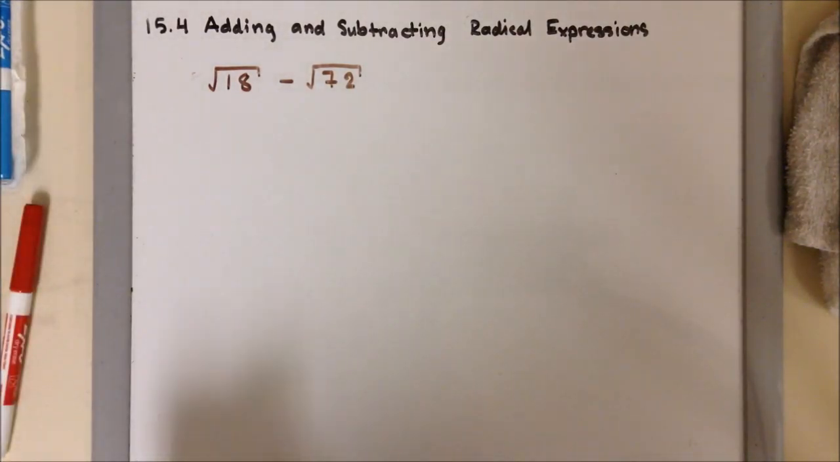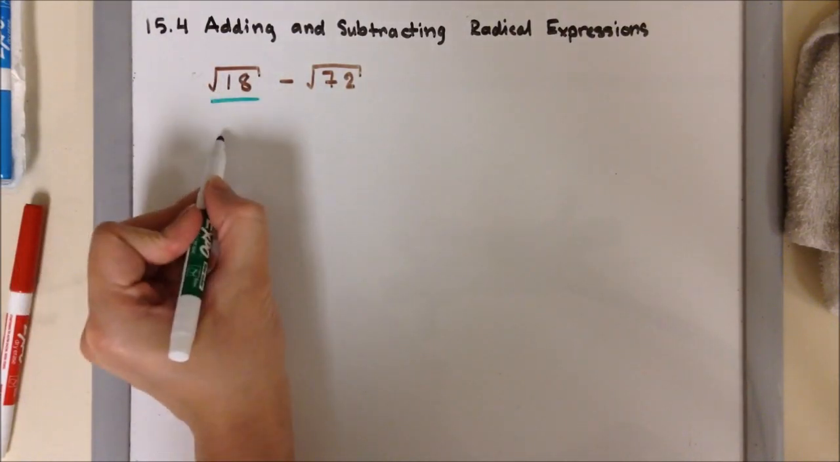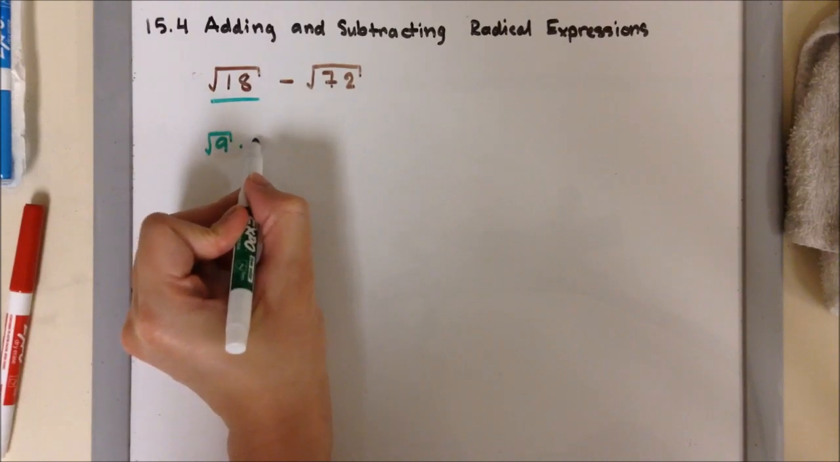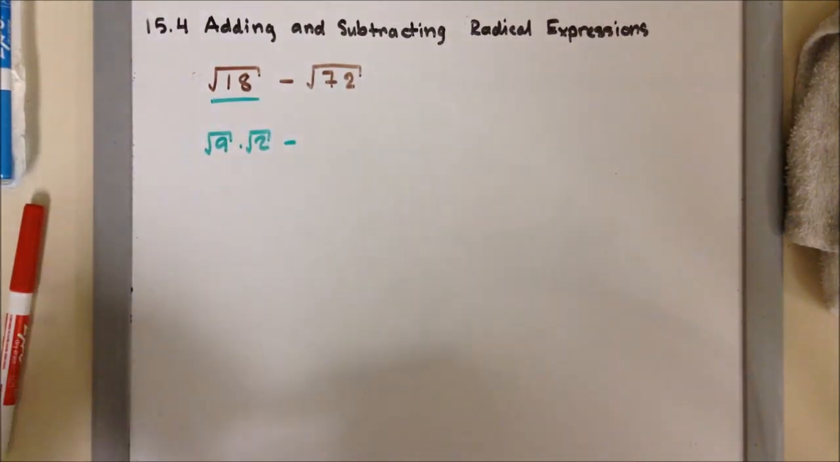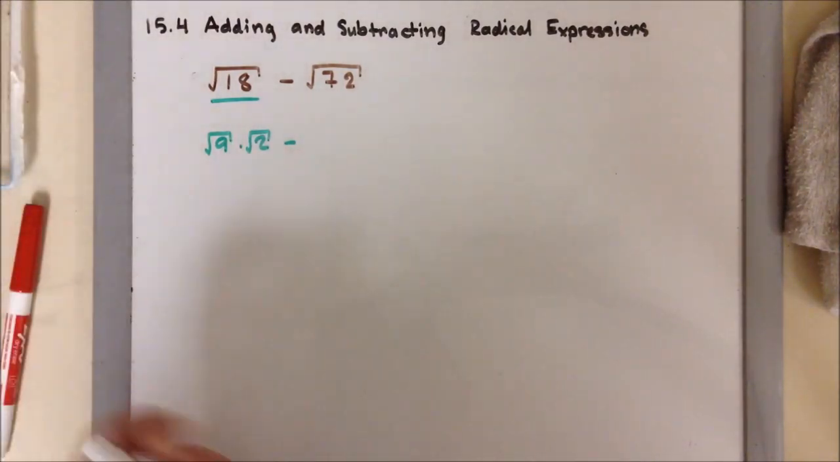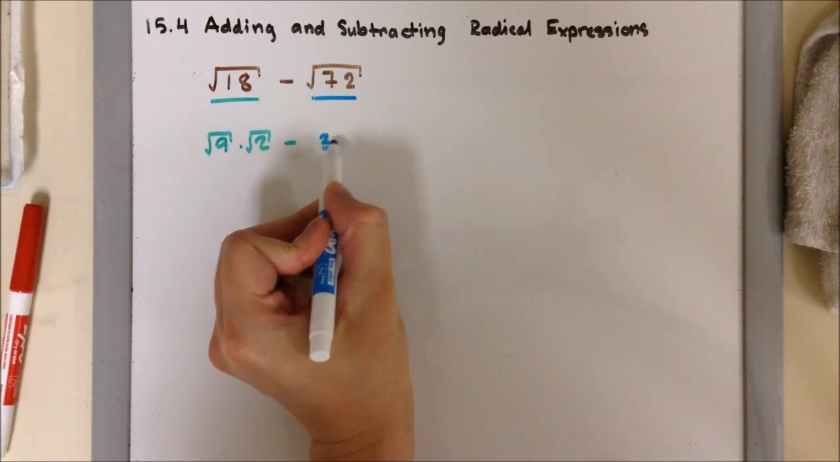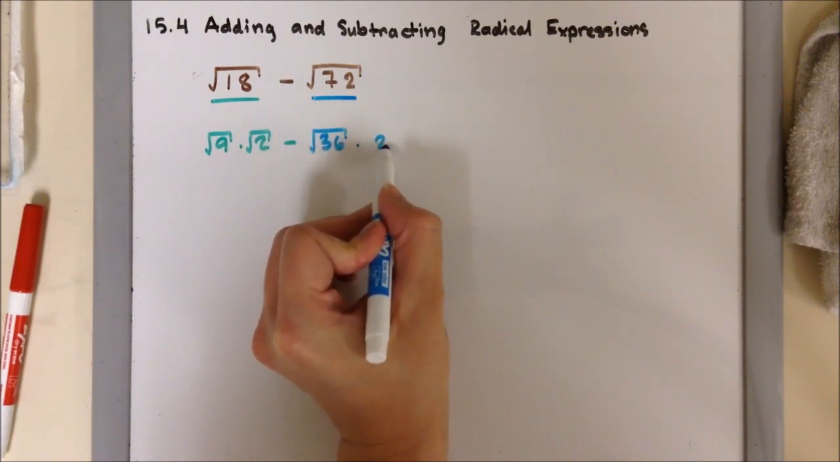So the first one, I'm going to break up square root of 18 into square root of 9 times the square root of 2, minus, and then for the square root of 72, I'm going to break it up into square root of 36 times square root of 2.